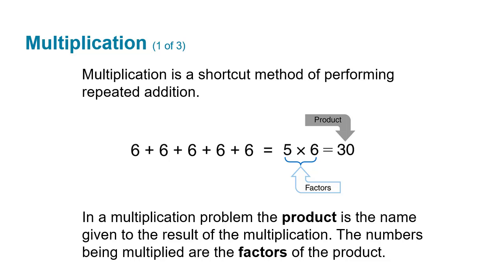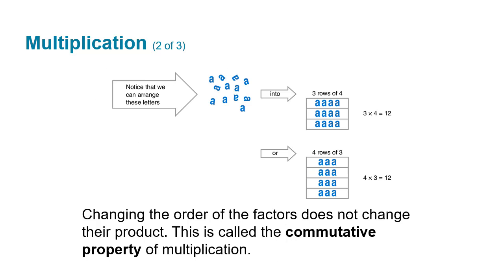5 times 6 is really the same thing as just adding 6 together 5 times. So that tells us that multiplication is going to be strongly related to addition, and it is. In fact, a lot of the rules that we can and can't do with addition kind of roll over into multiplication. One of which is the commutative property.